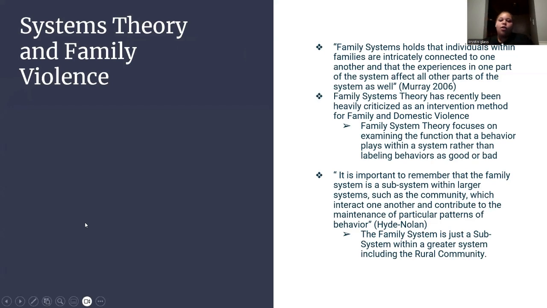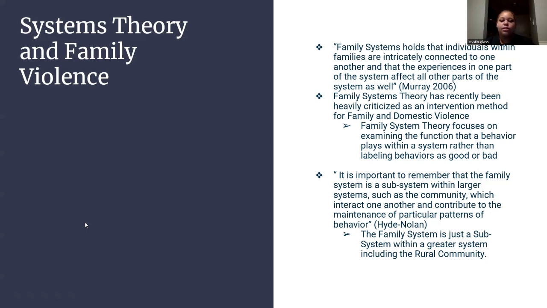Family systems theory holds that individuals within families are intricately connected to one another and that the experiences in one part of the system affect all other parts of the system as well. Family systems theory has recently been heavily criticized as an intervention for family domestic violence. It focuses on examining the function that a behavior plays within a system rather than labeling behaviors as good or bad, which, like I said before, is not good when you're dealing with domestic violence and family violence because those actions do have to be labeled as good or bad.